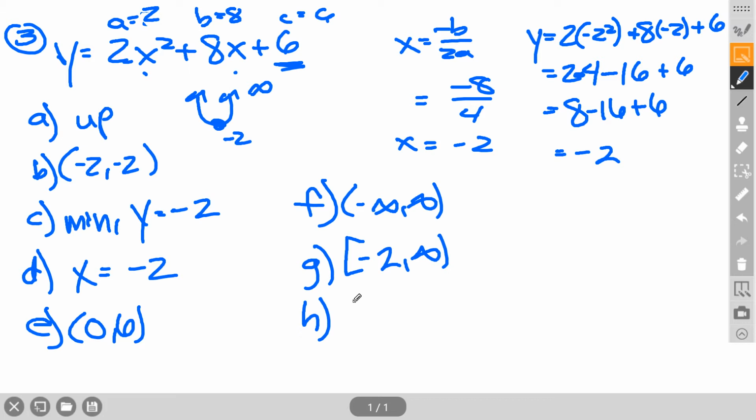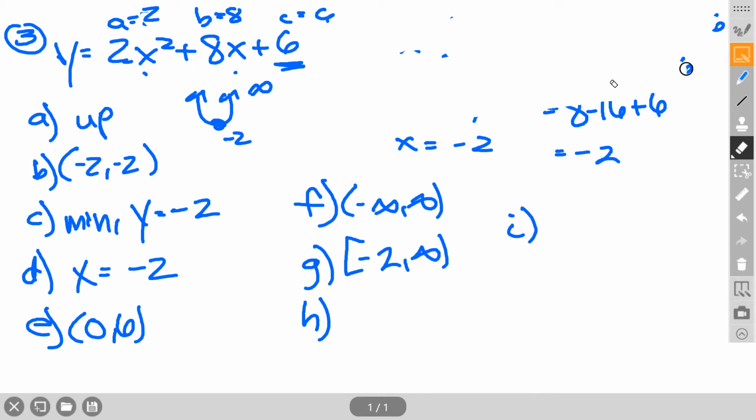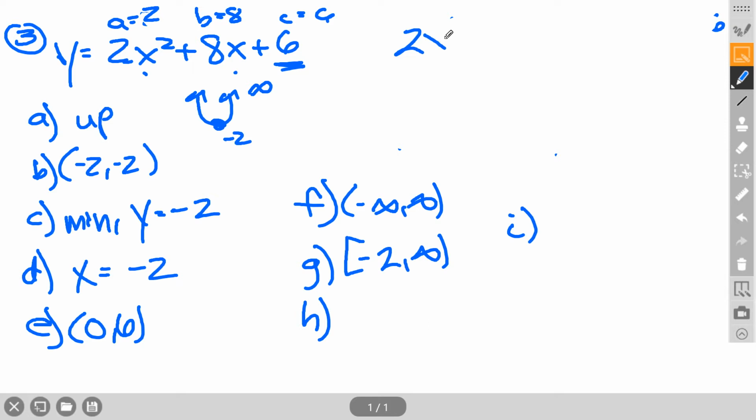H, graph, you can refer to the graph on the answer key. And letter I is to find the solutions. Alright, so there are a lot of different ways to find the solutions for this problem. First of all, when you're finding solutions, you're setting the equation equal to 0. So we're looking at 2x squared plus 8x plus 6 equals 0. We could use the quadratic formula. I'm not going to, but I'm either going to use completing the square or factoring, and I'm going to try to factor first.